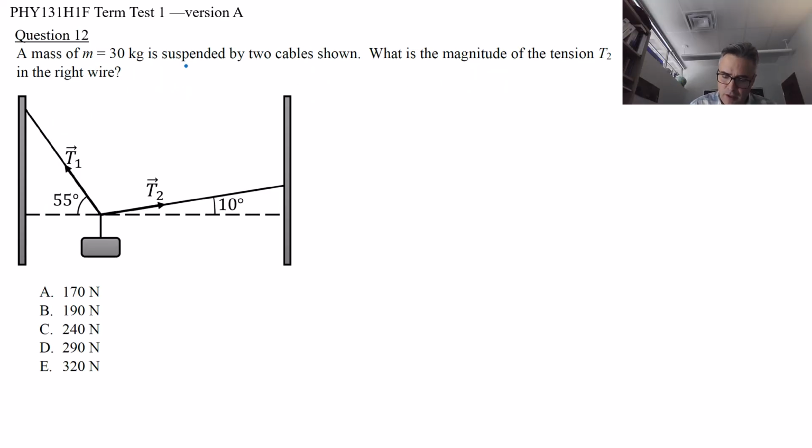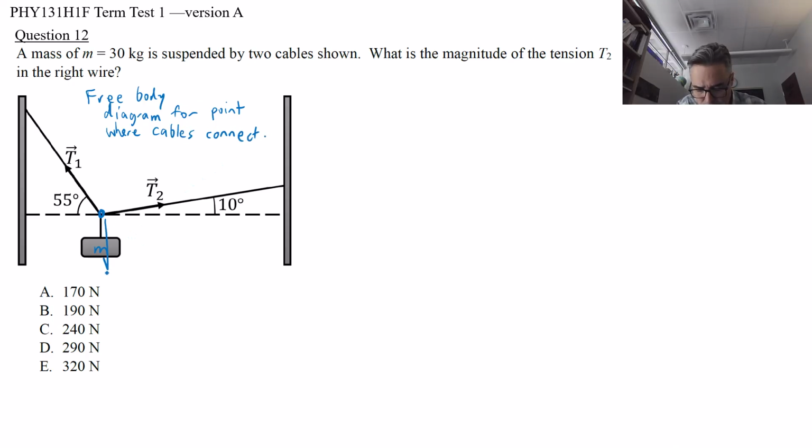A mass of m equals 30 kilograms, I'm going to call it m, is suspended by 2 cables shown. What is the magnitude of the tension T2 in the right wire? So this is kind of the free body diagram for the point where the cables all connect to each other, if you can imagine that. So this is going to be mg down. And we need to balance all of those forces.